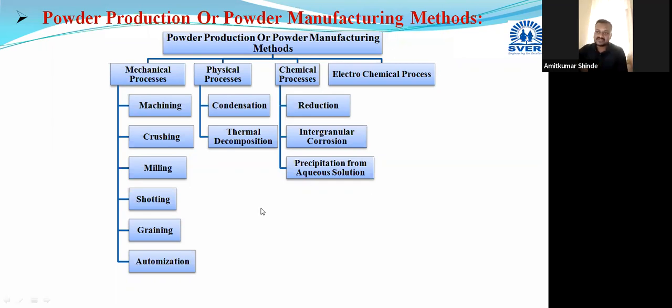Okay, in this shooting and graining method, we can get powder particles with spherical shape. And then atomization is the next stage. This is atomization. Atomization is the sixth type of mechanical process.